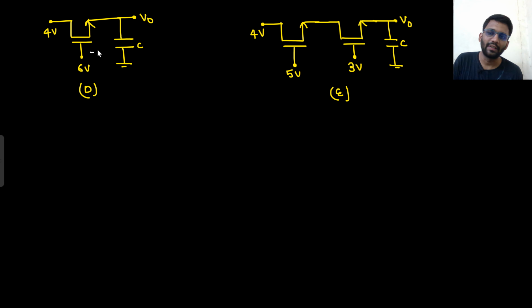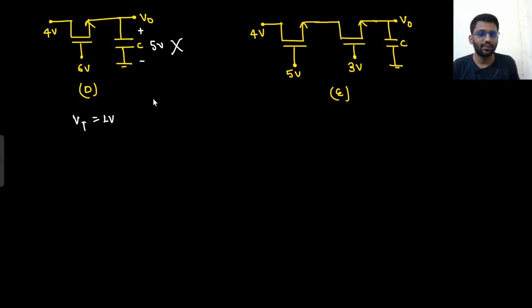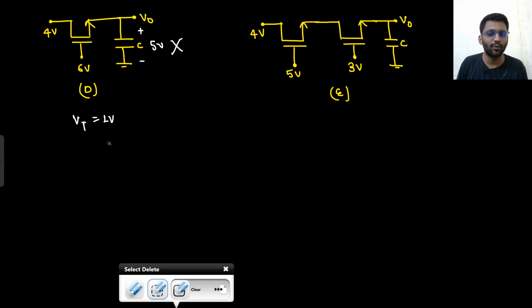Yeah. So what will you think? That, sir, it can charge up to 5 volt because the VT value is 1 volt. So, sir, it can charge up to 5 volt. Wrong. Why so? Because the supply is 4 volt only. The given supply is 4 volt only.